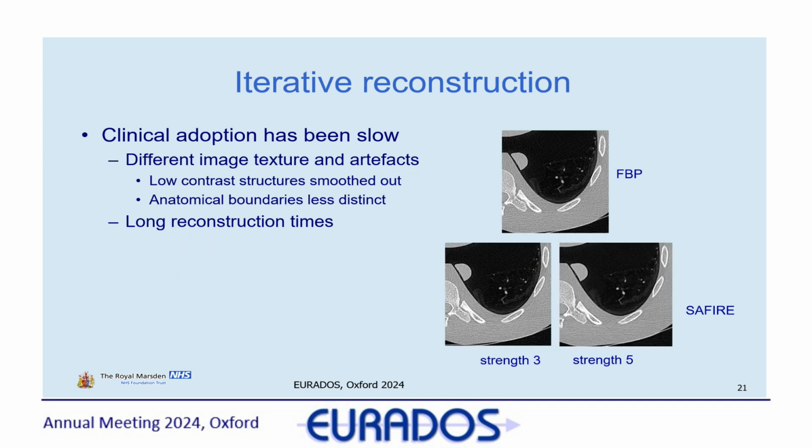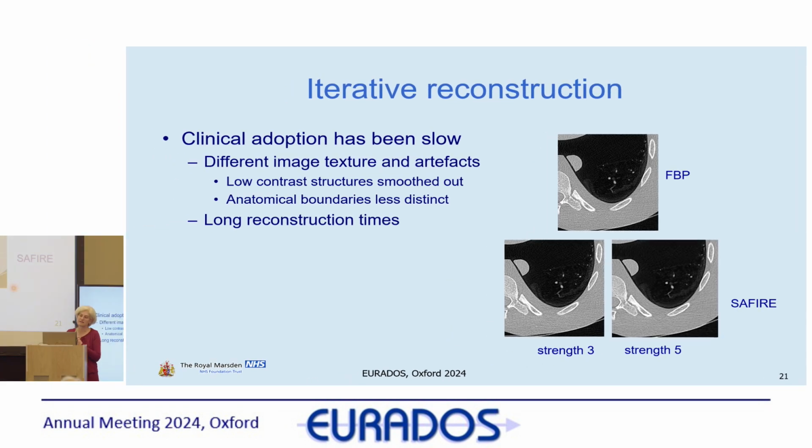Now, however, iterative reconstruction has been slow to be adopted clinically. It has different image texture, it has different artifacts. We have found that low contrast structures may be smoothed out at times, which obviously has clinical implications, and also anatomical boundaries have been less distinct. So the radiologists have been struggling to identify organs and boundaries of pathology. And some particular models have had very long reconstruction times, which meant it hasn't been feasible to use them clinically.